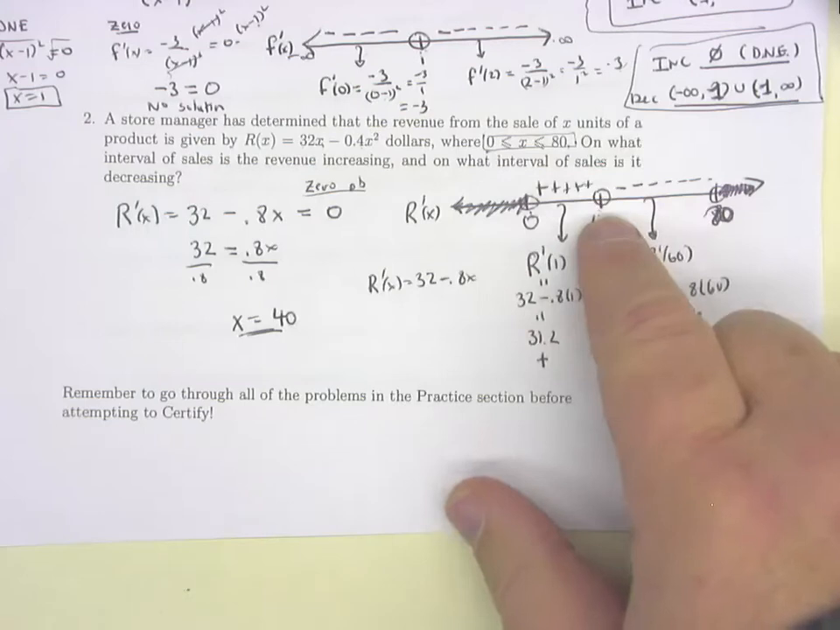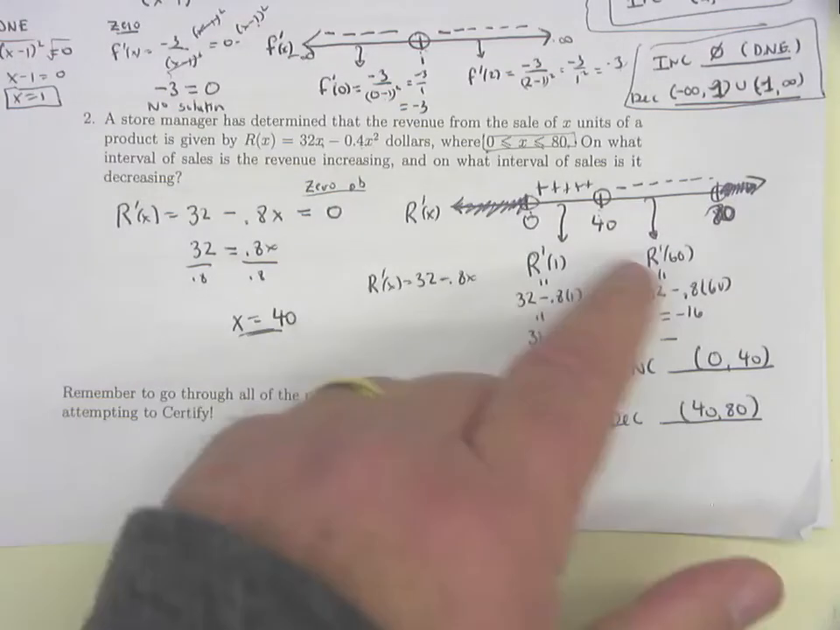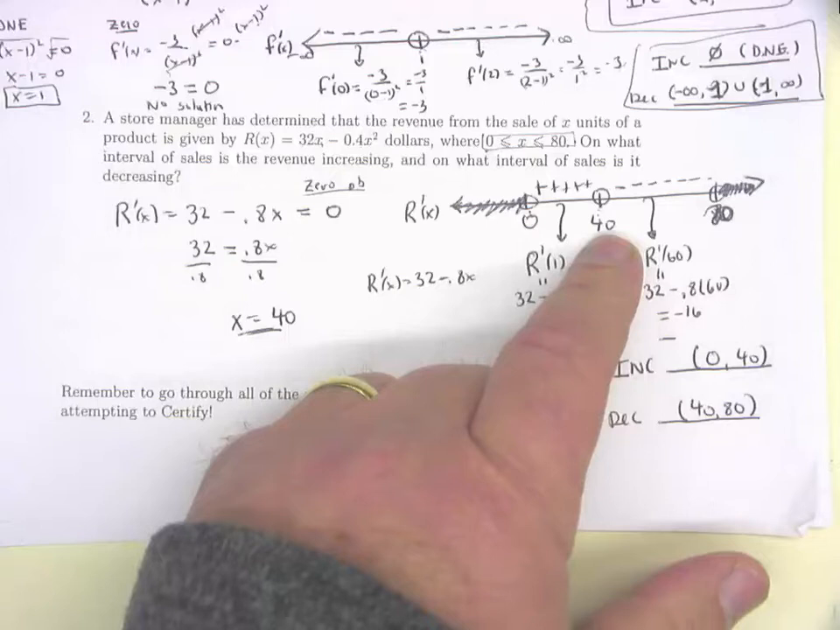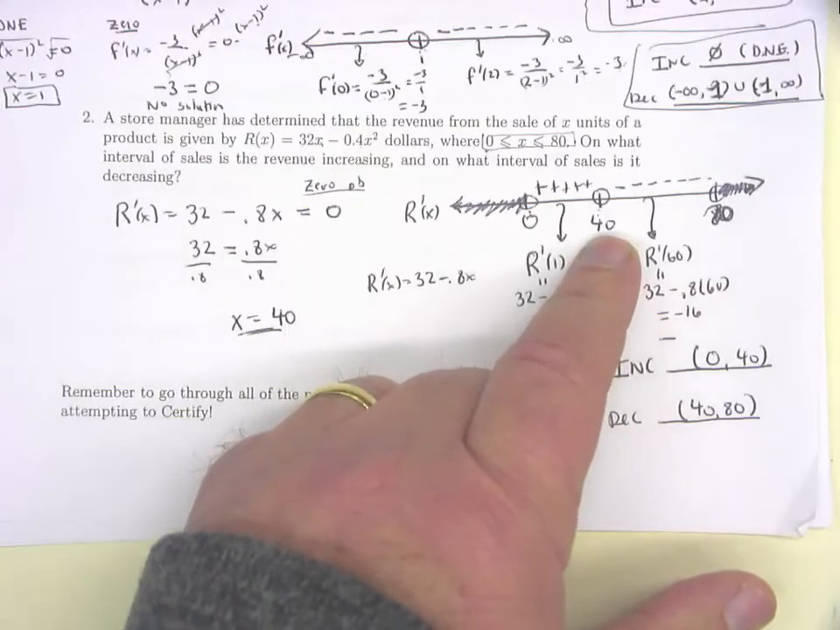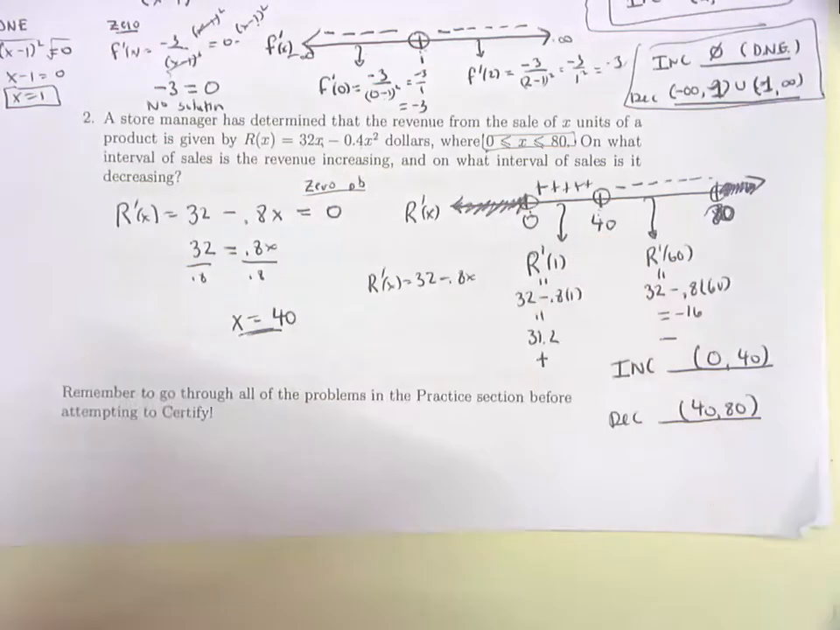Also, in this particular problem, because you went up, hit 40 and come back down, 40 is actually a maximum. It's going to be called a local maximum. And this 40 is actually where I should be shooting for. That's when I maximize my revenue. I should be shooting to sell 40 items. Does that make sense?